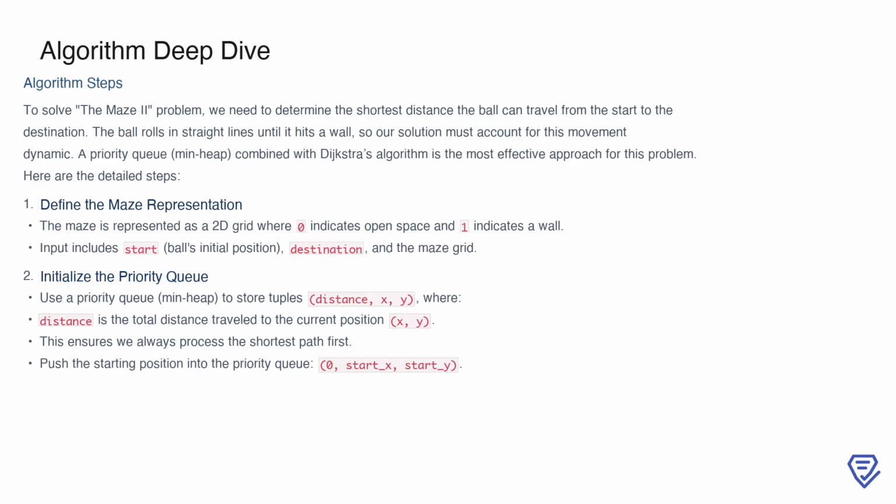To solve the problem of finding the shortest path in the maze 2, we need to account for the unique rolling behavior of the ball. Unlike typical grid problems where movement is step by step, here the ball continues rolling in a straight line until it hits a wall. This makes the shortest path calculation a bit more complex, and a priority queue combined with Dijkstra's algorithm becomes an ideal choice.